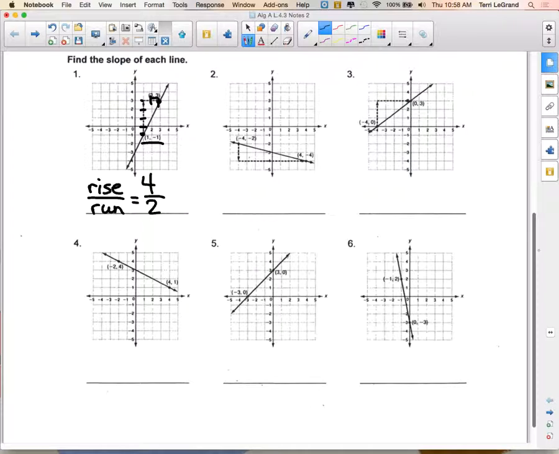Okay, and make sure you always look at the scales on the axes. Is it going by ones, both of them? Are the axes going by ones? Okay, you always want to check that out.